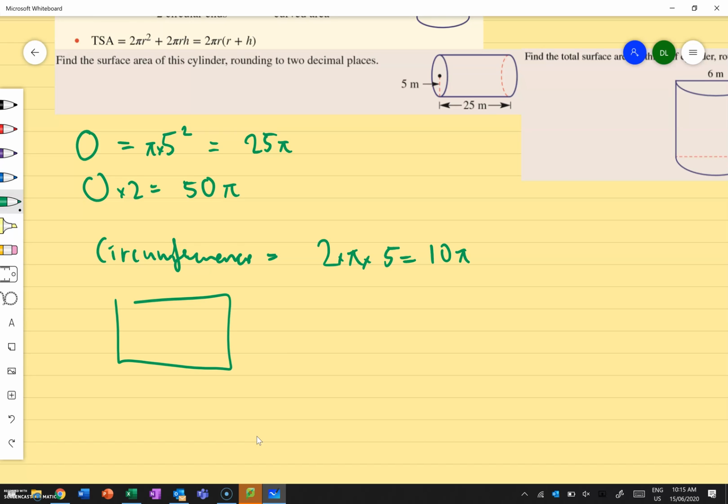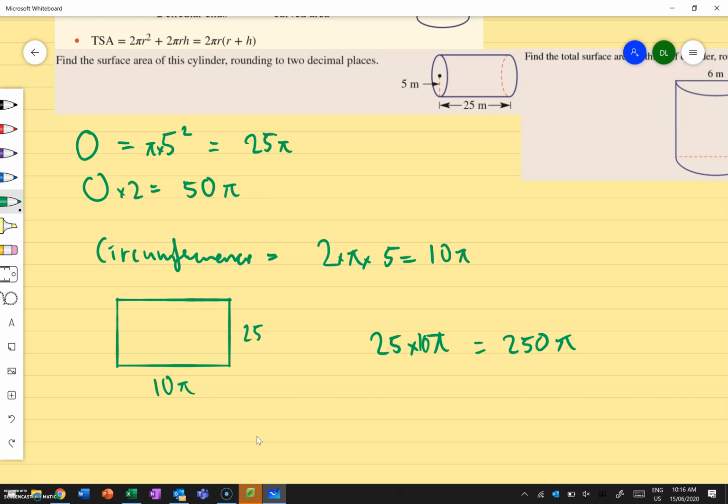And if I want the rectangle, I'd say this is 10 pi, and that one is h. My h is what? So in this case of my picture over here, what's my height? 25, it's the width of toilet paper. Good, 25. So I've got 25 times 10 pi, which gives me 250 pi, you're correct.